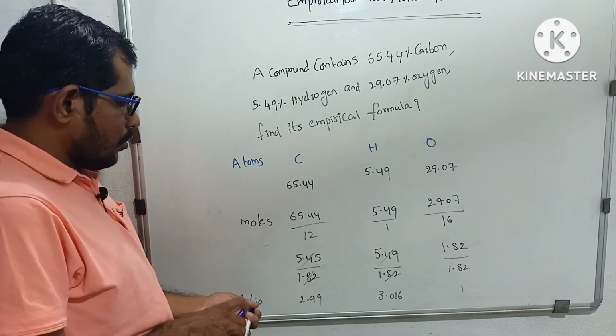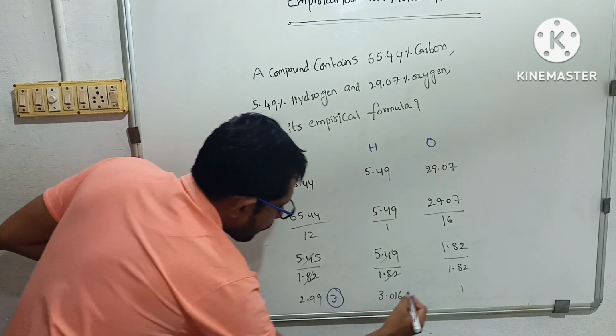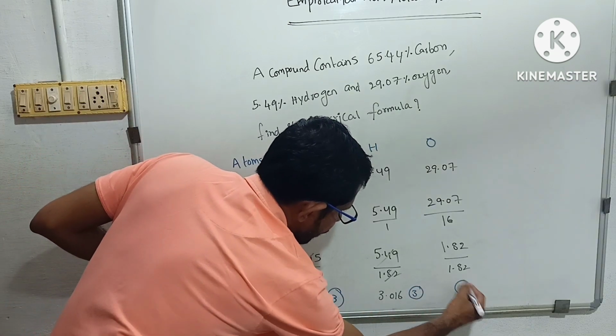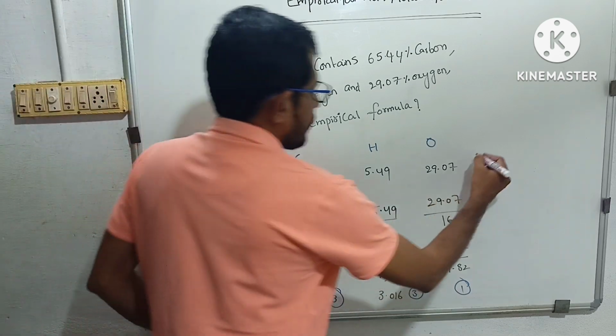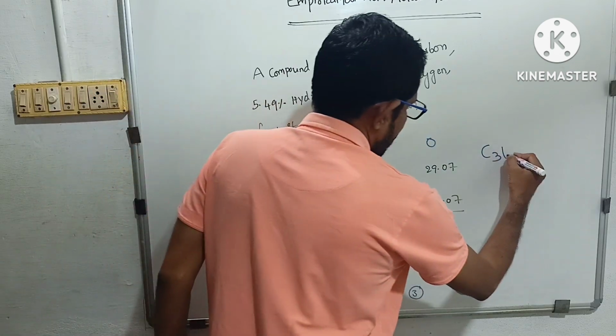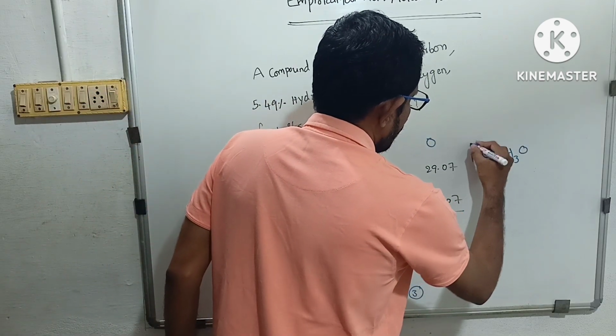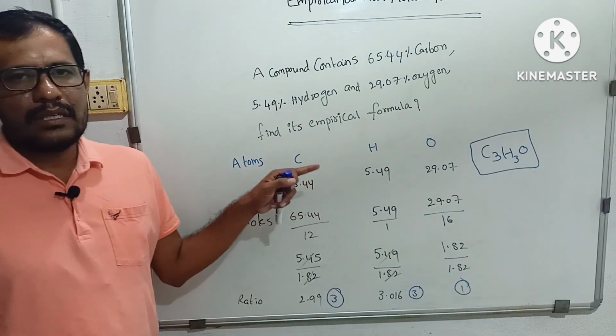After that, do the rounding off. This is 3, this is 3, so already 1 is there. Now directly assign. There are 3 carbon atoms, so C3, there are 3 hydrogens, so H3, 1 oxygen atom, O. So the empirical formula of the compound is C3H3O.